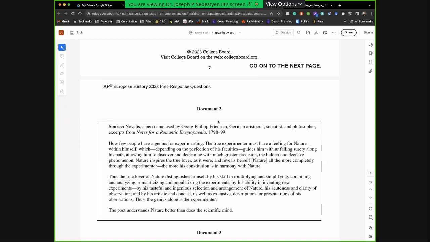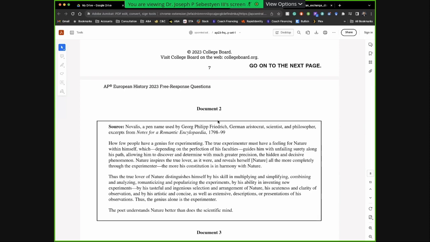How few people have a genius for experimenting. The true experimenter must have a feeling for nature within himself, which, depending on the perfection of his faculties, guides him with unfailing surety along his path, allowing him to discover and determine with much greater precision the hidden and decisive phenomenon. Nature inspires the true lover, as it were, and reveals herself the more completely through the experimenter, the more his constitution is in harmony with nature.